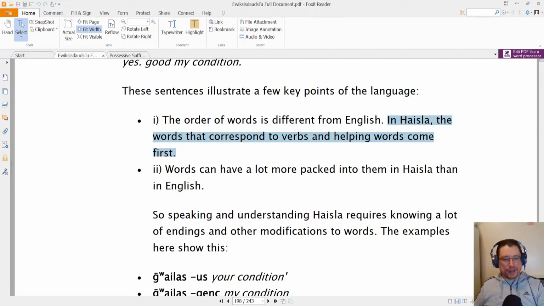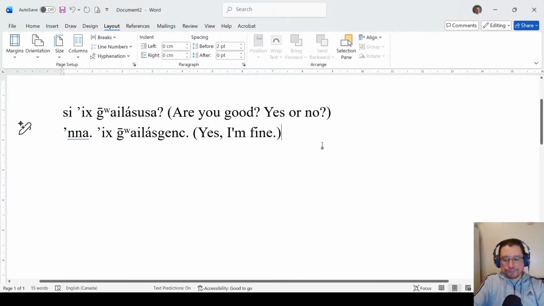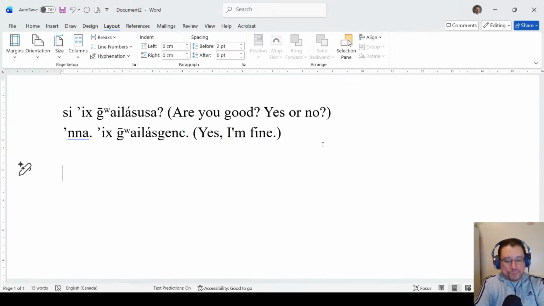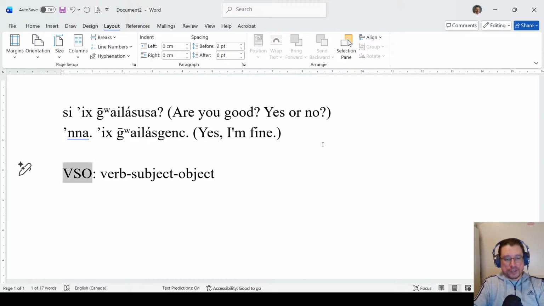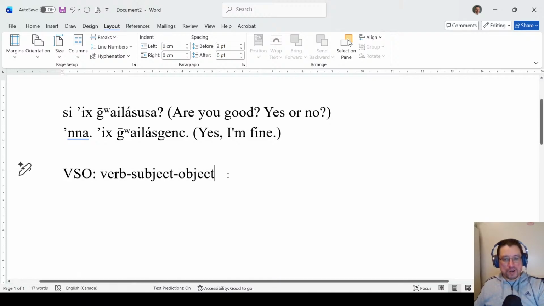So if I switch back to my Word document here, VSO means verb, subject, object. And again, this is the general word structure that you'll see. It's not always going to be like this, but most of the time you'll see VSO.